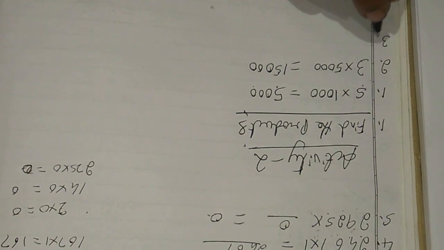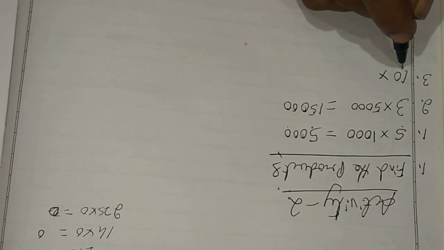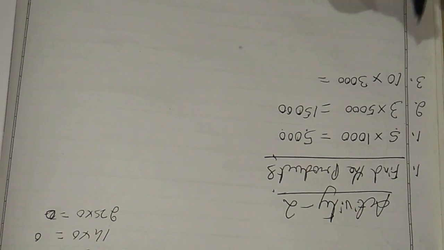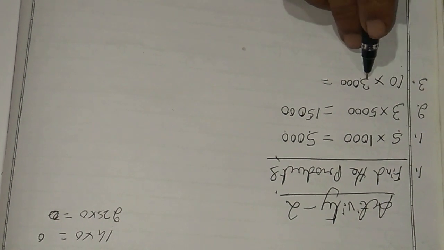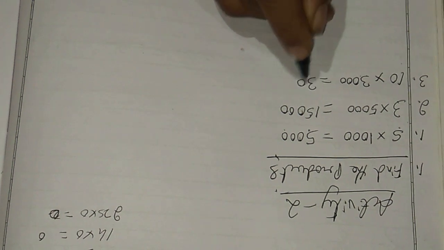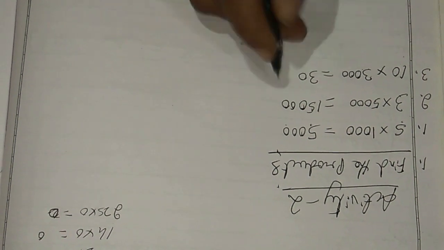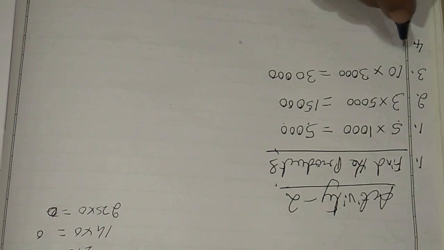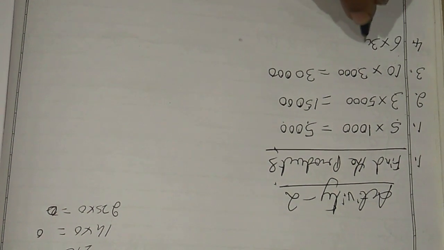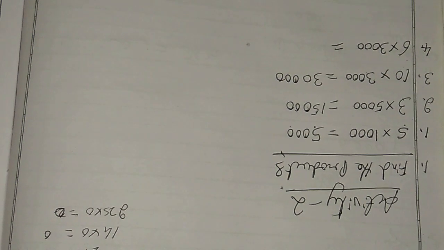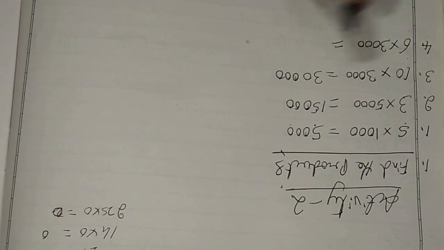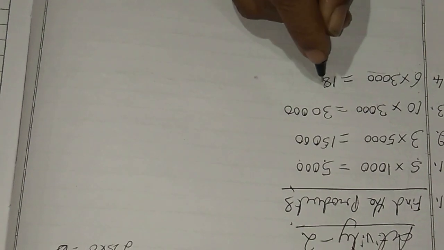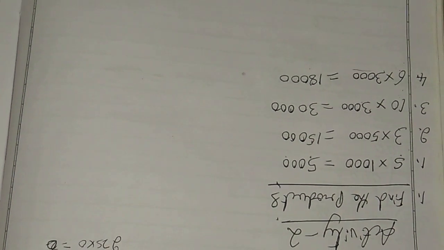Okay. Third one, 10 into 3000. So you know the tables of 3 tens or 10 threes. 10 threes how much, children? 30. How many zeros are there here? 1, 2, 3. Right side 1, 2, 3. Okay. Next, fourth one, 6 into 3000. Okay. So 3 6s or 6 3s how much, children? 3 6s are 18. How many zeros are there here? 3 zeros. Put 3 zeros on the right side of the number.